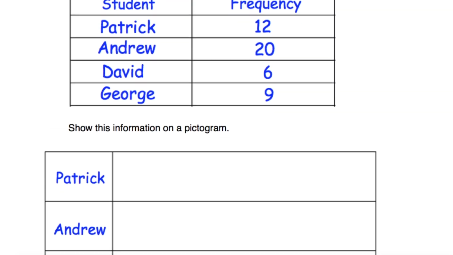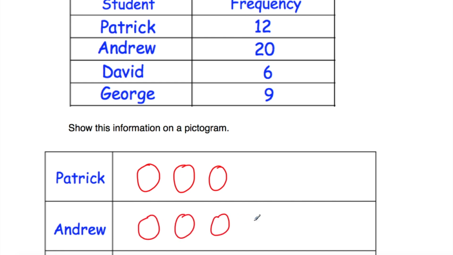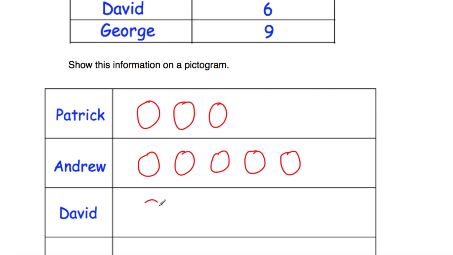Okay, so in terms of our circles, Patrick received 12 phone calls. So each circle represents 4. So that'll be 4, 8, 12. So he's received 12 phone calls. And I'm trying to keep each of these circles the same size, the best I can, obviously. So I'm trying to keep them all consistent. Now, Andrew received 20 phone calls. So that's going to be 4, 8, 12, 16, 20, so that's 20 phone calls for Andrew. David received 6 phone calls, so in terms of that, that's going to be a whole 1, that's 4. Now we need another 2, so that's going to be half a circle, so that's then 6 phone calls there.